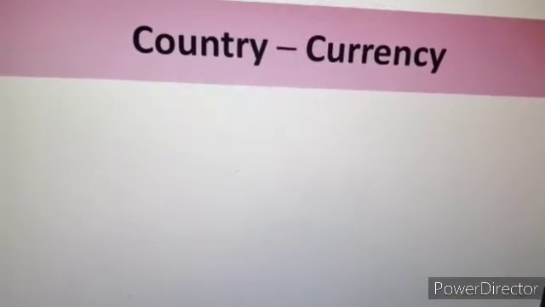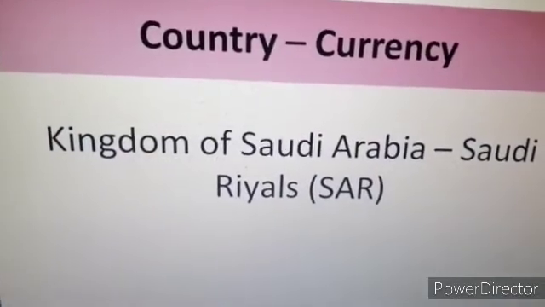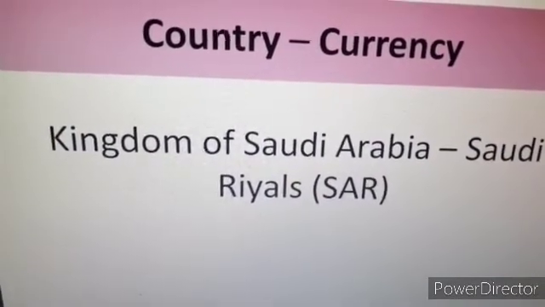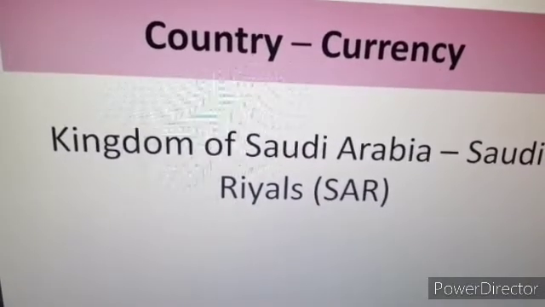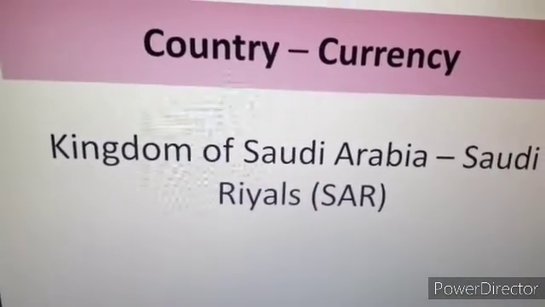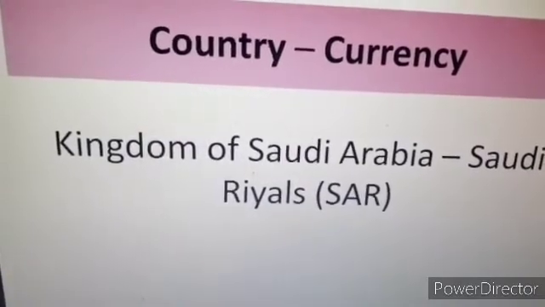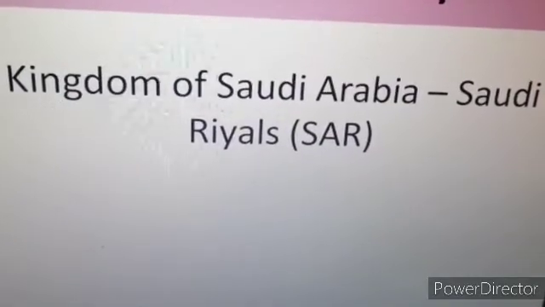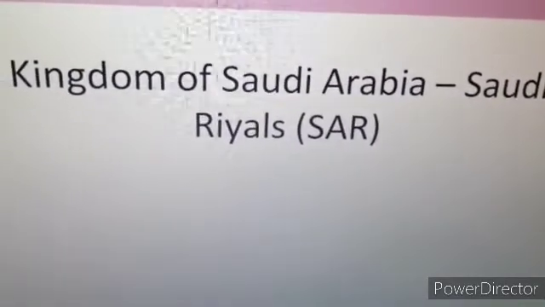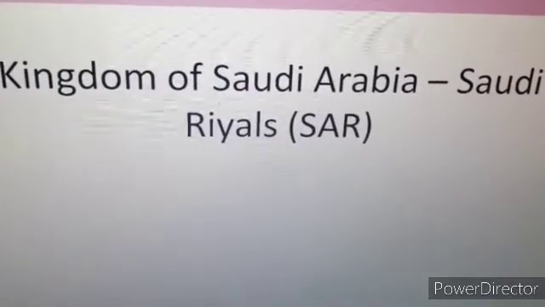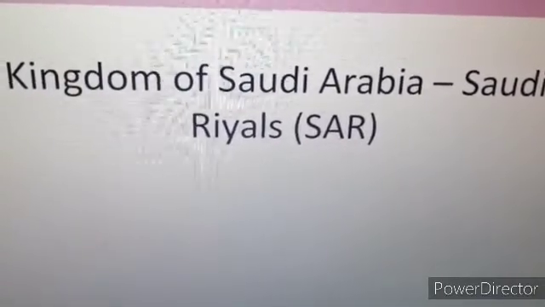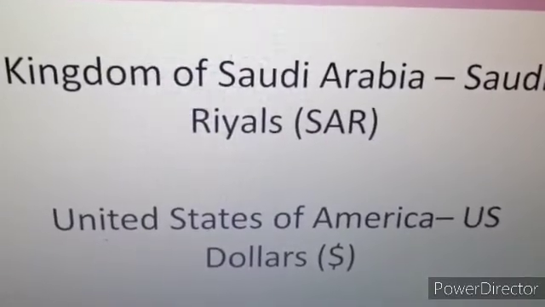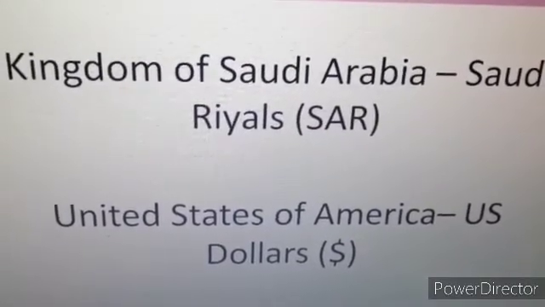So every country has its own currency. Different countries have different currencies. Like I showed you some time before that the Kingdom of Saudi Arabia has Saudi Arabian Riyals or the Saudi Riyals, SAR. I showed you the different types of money used here, right? 500 Riyals, 100 Riyals, 50, 10, 5, 1 Riyal, etc. I also showed you the coins which we use here. Yes. Similarly, every country has its own currency. For example, the United States of America has the US dollars.